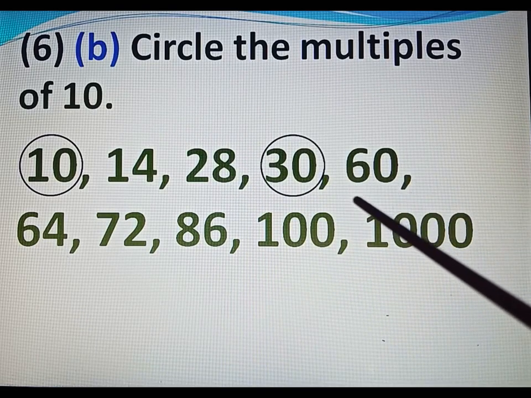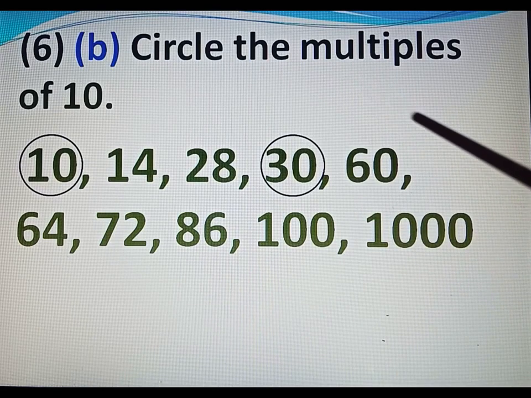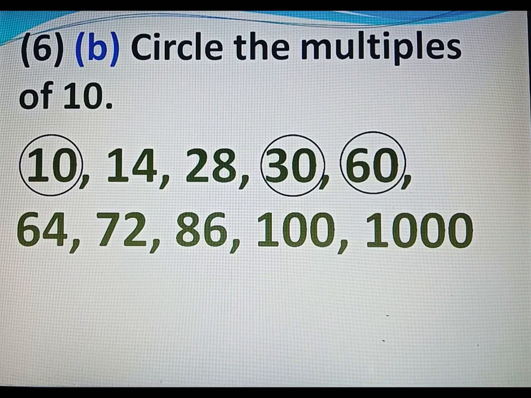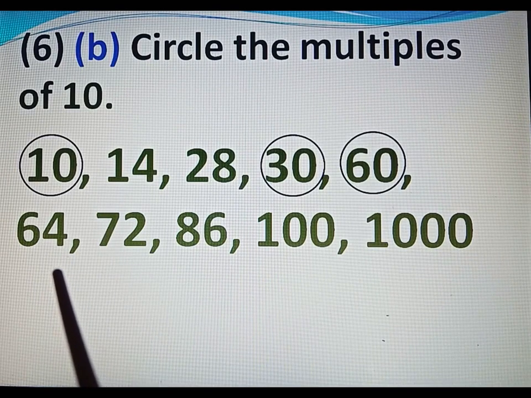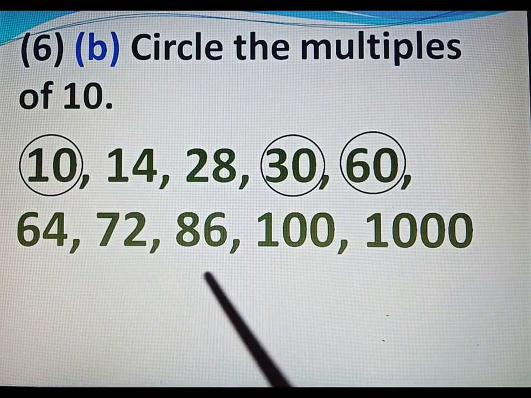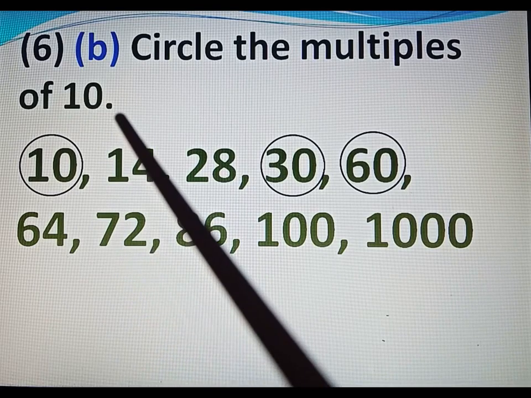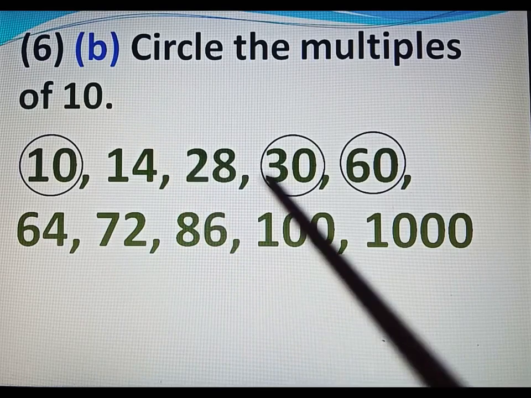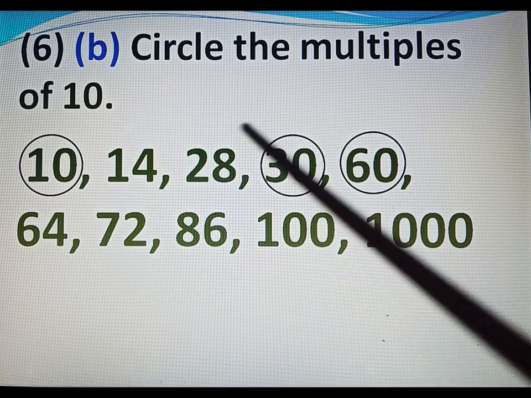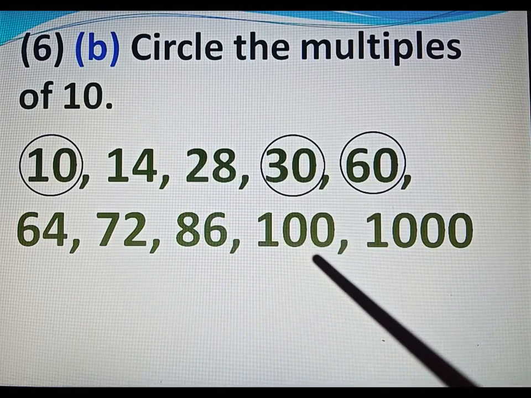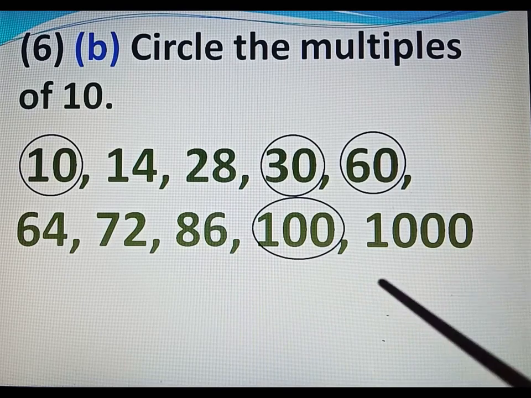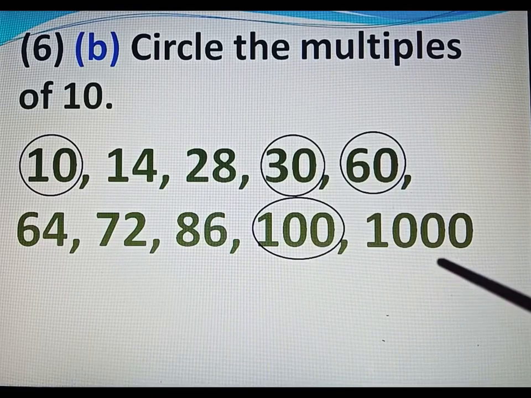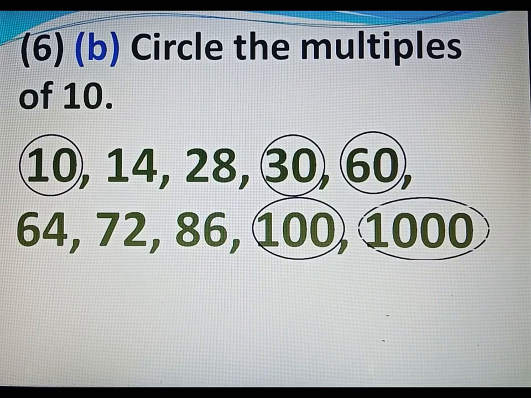Now next number 60 is a multiple of 10. So circle this number 60. Now next number 64. 64 is not a multiple of 10. Next number 72 is not a multiple of 10. Next number 86 is not a multiple of 10. Next number 100 is a multiple of 10. So circle this number 100. Now next number 1000. 1000 is a multiple of 10. So circle this number 1000.